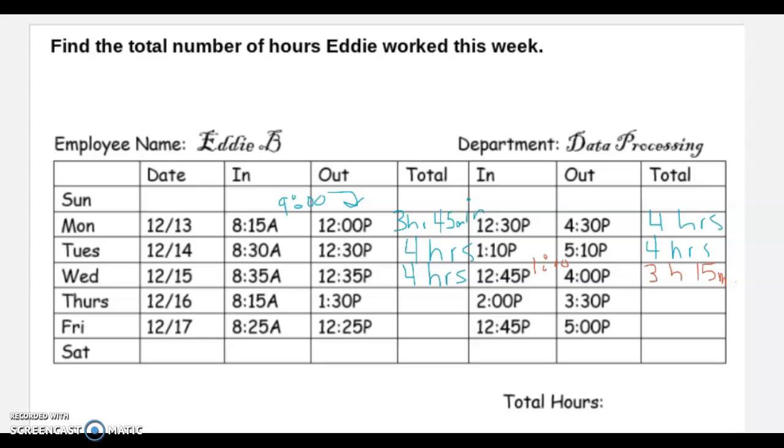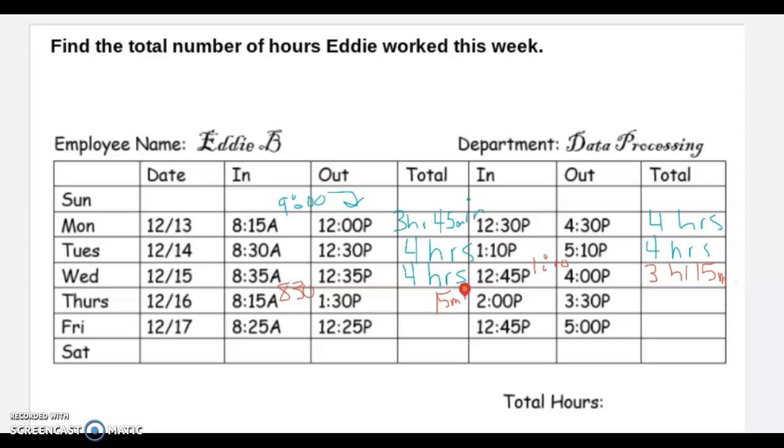Again, if you have a different way, that's fine, as long as you're getting the same as we are. Thursday, the same, 8:15 to 1:30. They do not match, so we're gonna go from 8:15 to 8:30. So then we're gonna actually count from 8:30 to 1:30. So 8:15 to 8:30 is 15 minutes.